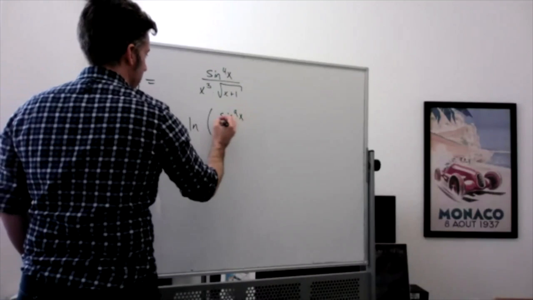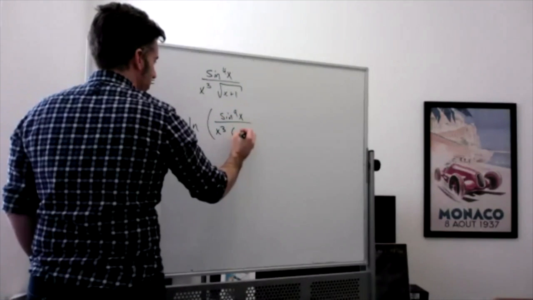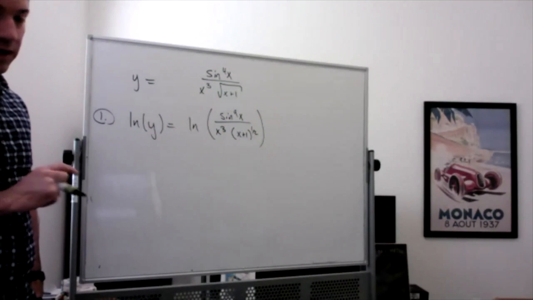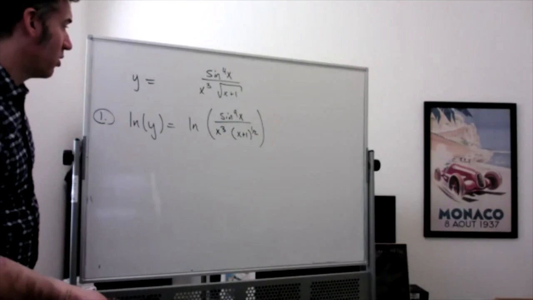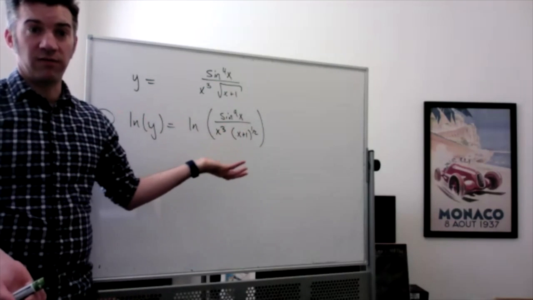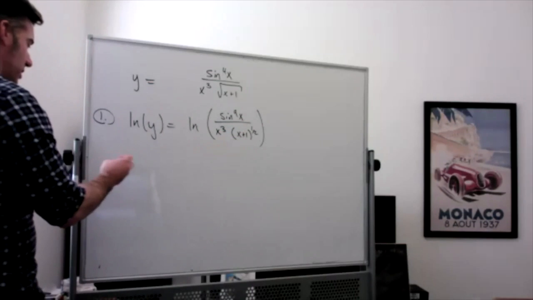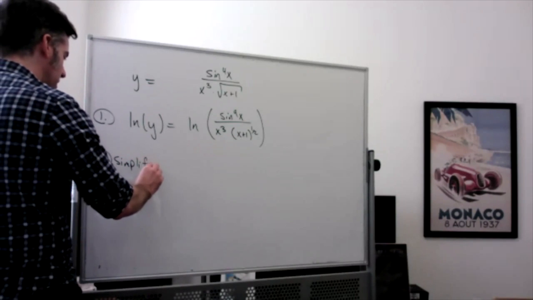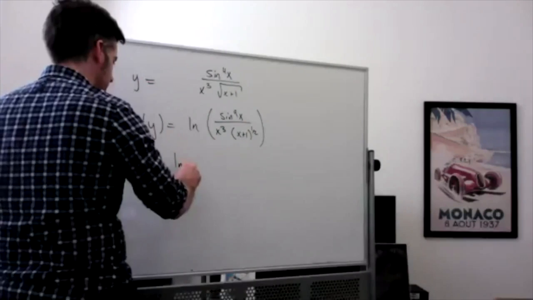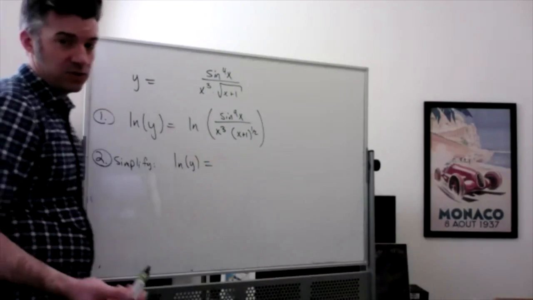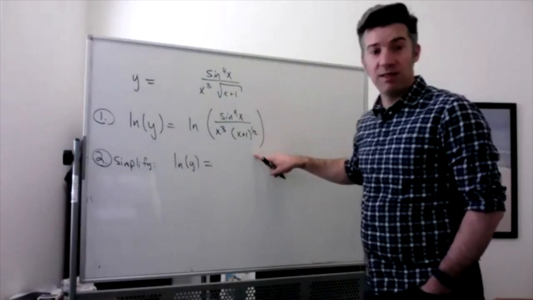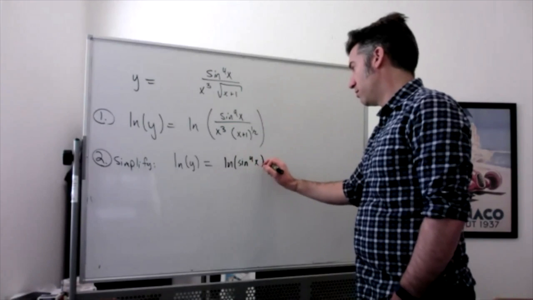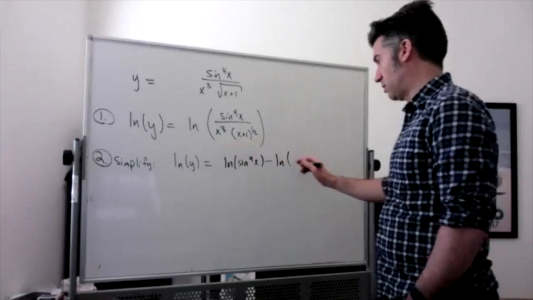Now the point is that there are logarithmic rules we can apply to make this expression nicer, right? That looks terrible. So I'm going to use the rules of logarithms to make this into a bunch of simpler logarithms. So I'm going to simplify. Meaning, the left-hand side is going to stay the same. And the right-hand side, well, the natural log of something divided by something else is the natural log of the first thing minus the natural log of the second. So it's the natural log of sine to the fourth of x minus the natural log of x cubed times x plus 1 to the 1/2.